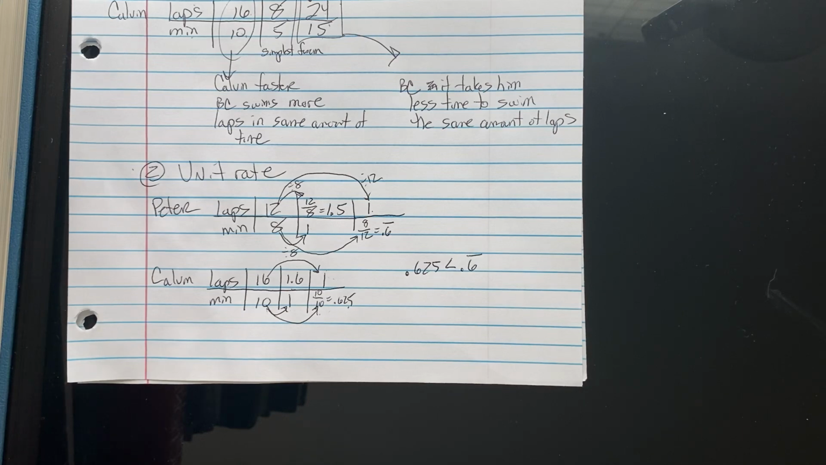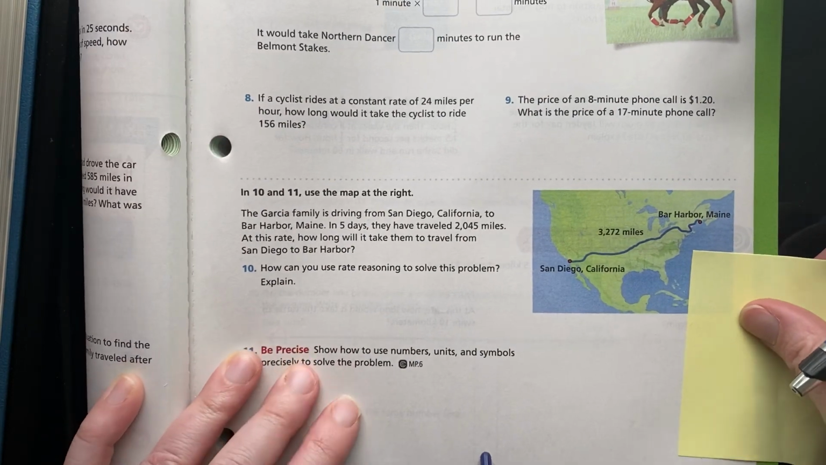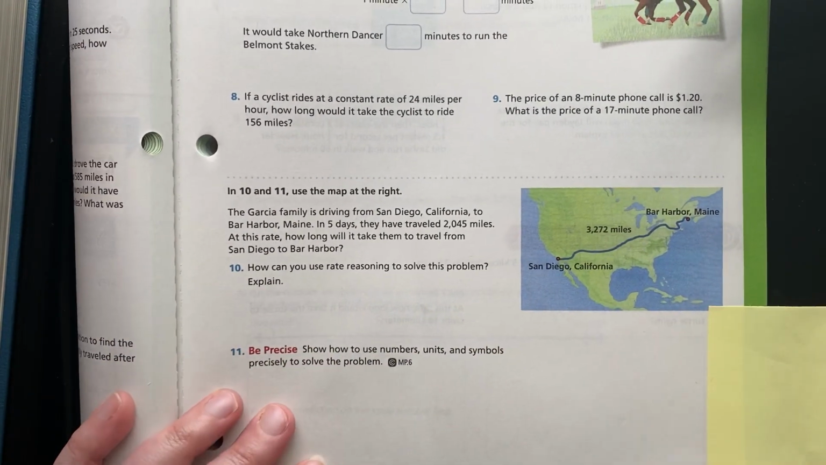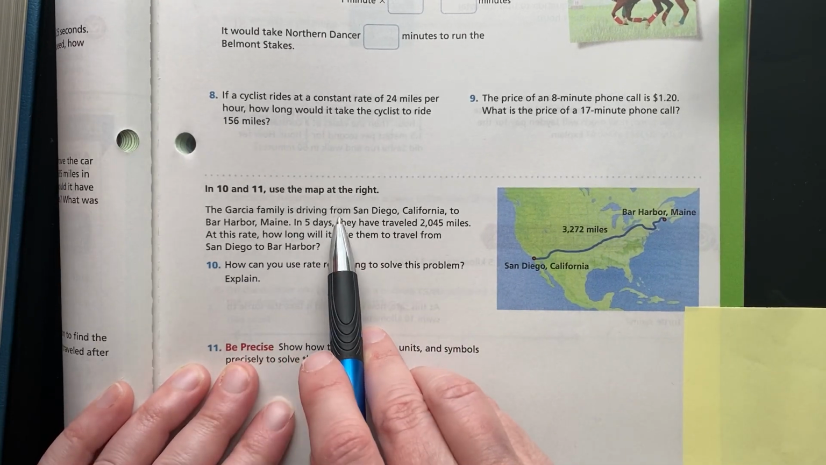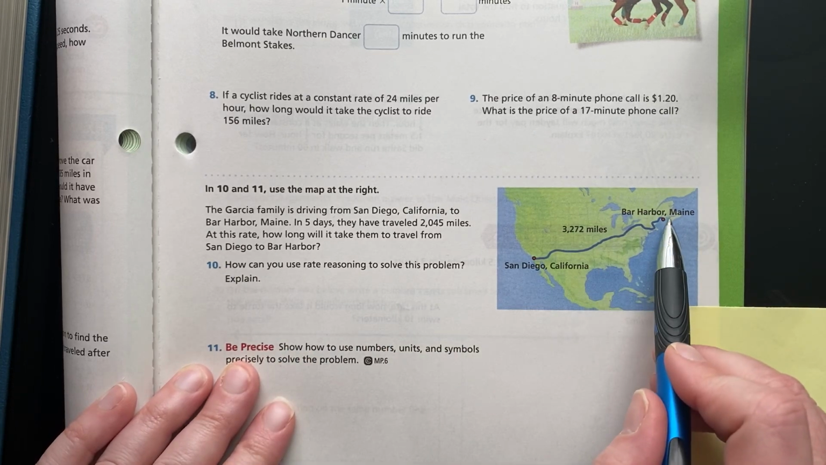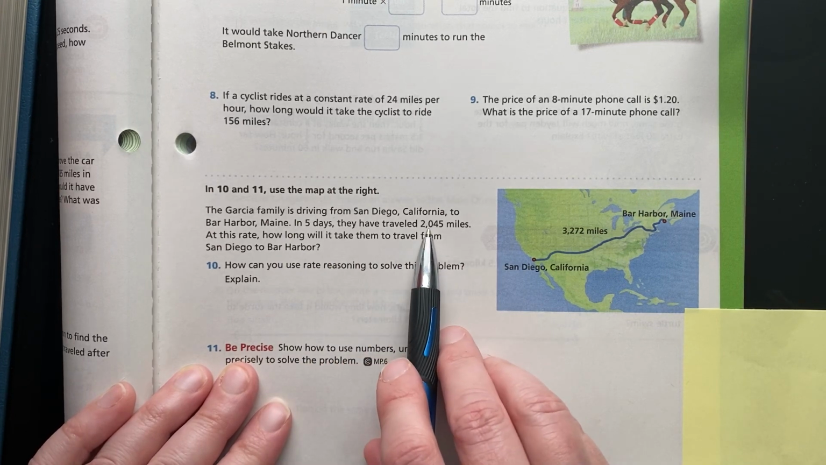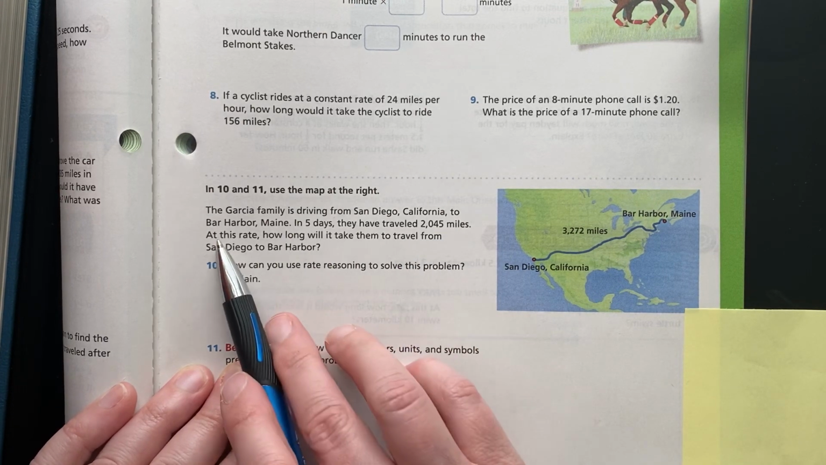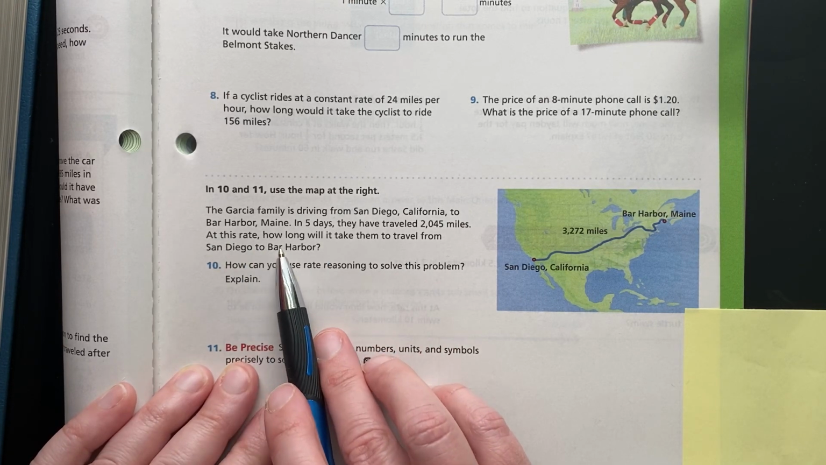So that takes me to my last example that I'm going to do in this little mini lesson. I'm actually going to pull out my Envision book, which you do not have because I didn't want to write this out. Okay, if you want to take a screenshot of that, you're going to see this in your Math Excel. You might even see it on the quiz. The Garcia family is driving from San Diego, California to Bar Harbor, Maine. California to Maine. I hope they like each other because that's going to take a while. In 5 days, they've traveled 2,045 miles. Okay, at this rate, how long will it take them to travel from San Diego to Bar Harbor?